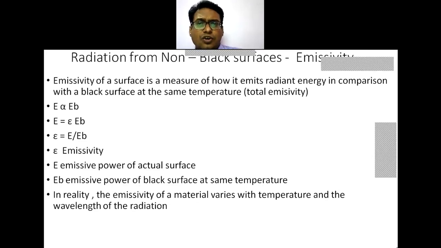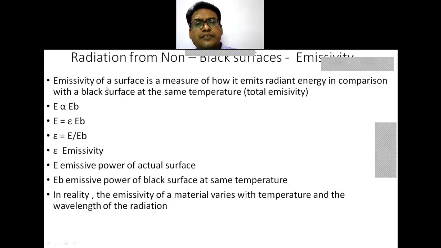Then there are different laws related to the non-black surfaces. When the radiations from non-black surfaces are there, then the emissivity term is of more concern. Emissivity of a surface is a measure of how it emits radiant energy in comparison with a black surface. It is basically related to the emissive power only, but it is the ratio of the emissive power of the actual surface to the emissive power of a black surface at the same temperature.